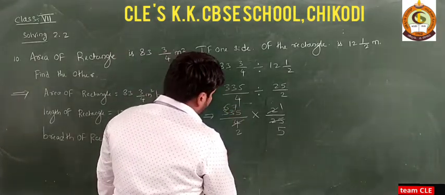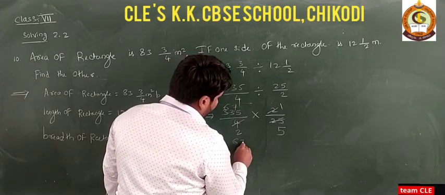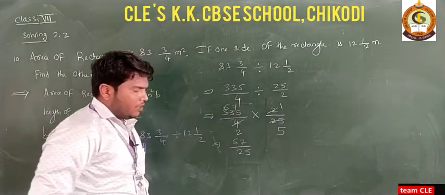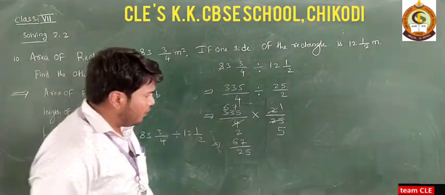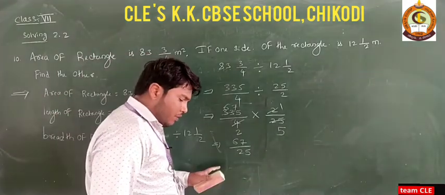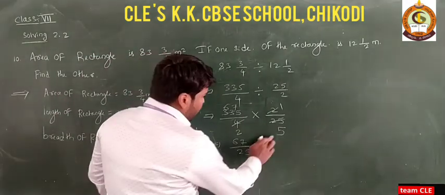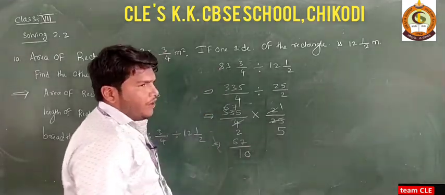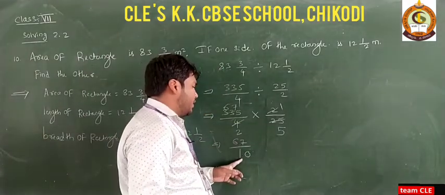So what is remaining here? The remaining improper fraction is 67 divided by 25. Now you have to convert this. 5 2s are 10, so the improper fraction remaining is 67 by 10 that you are getting.